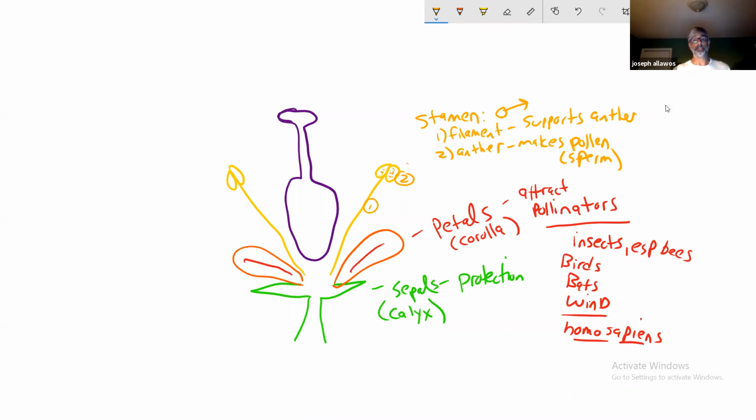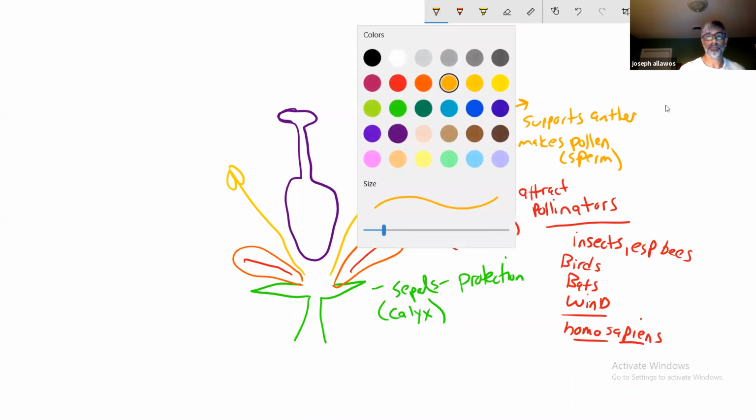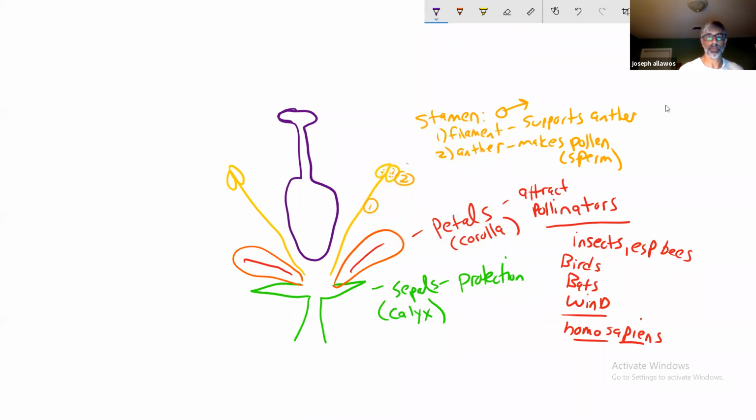Okay, that's the male. Well, we got to have a female as well. And in the very center of the flower is all the important part, the female part. I don't know what color that is. It might be this one. It doesn't matter really. I'm going to add a little bit to it. I don't think that's the same color, but it's fine. I'm going to add this right here.